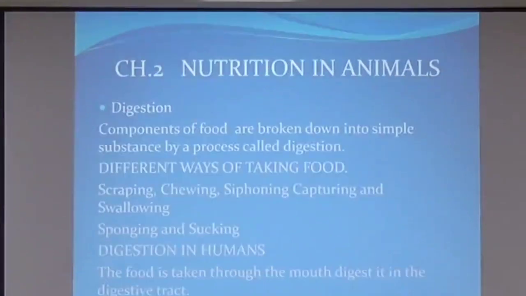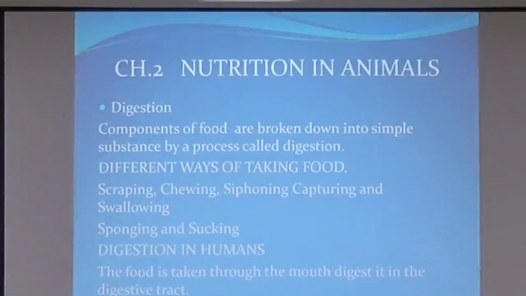Now, let us study something in detail about digestion. The components of the food are broken down into simple substances by a process called digestion. How does it happen? It happens by the digestive process. Now, let's see what the different ways of taking food are. Some animals scrape the food. Some are chewing the food. Some are siphoning the food. Some are capturing the food and swallowing it. Some are sponging and sucking the food.